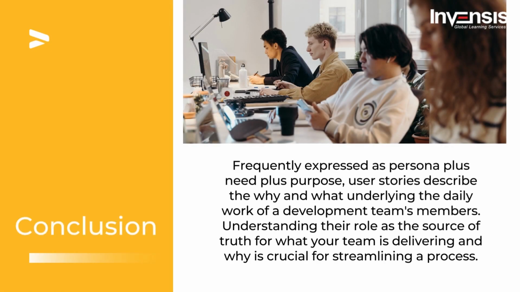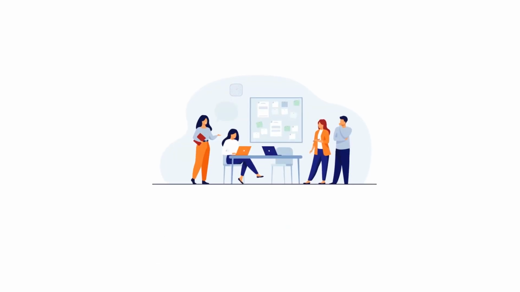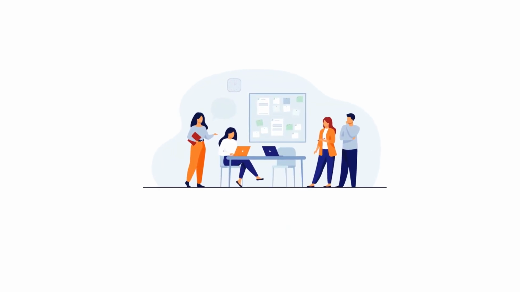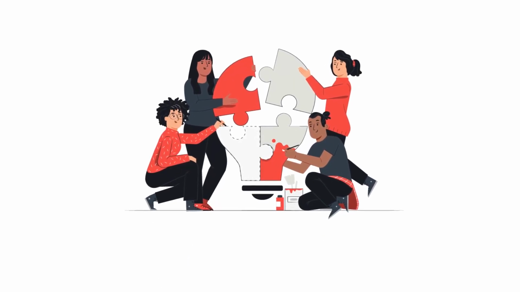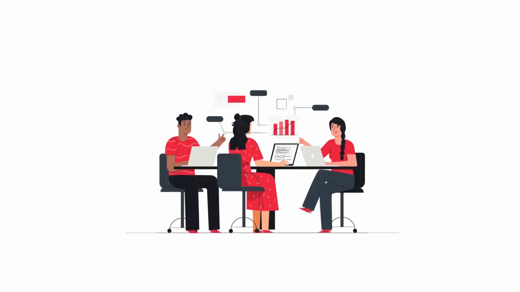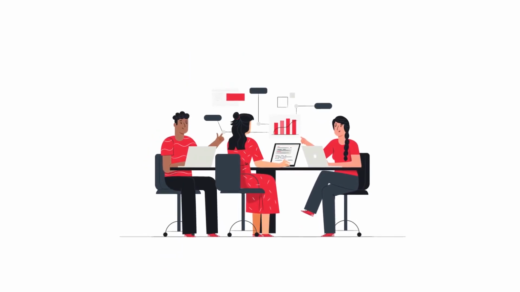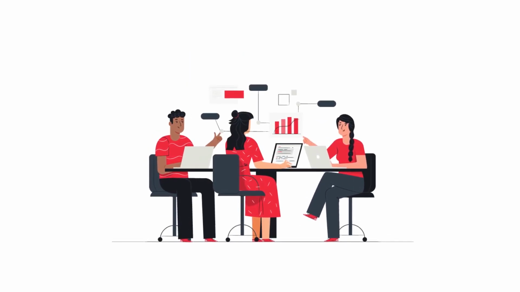Frequently expressed as persona plus need plus purpose, user stories describe the why and what underlying the daily work of a development team's members. Understanding their role as the source of truth for what your team is delivering and why is crucial for streamlining a process. Begin by evaluating the next or most urgent large project. Then, break it down into smaller user stories, and refine it with the development team. Once your stories have been published for the entire team to see, you are ready to begin working.